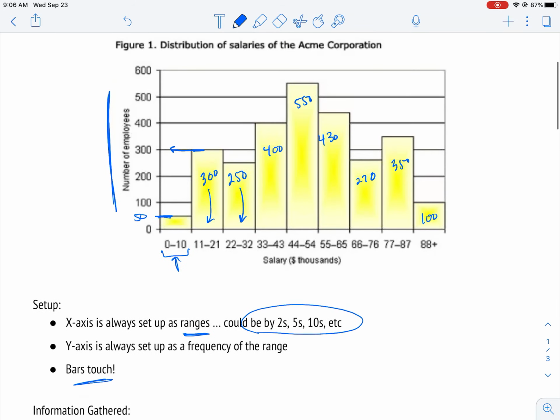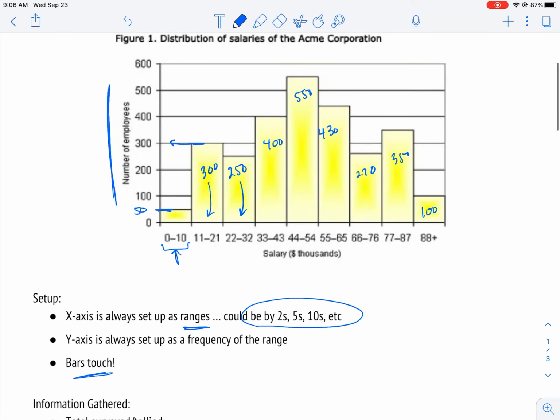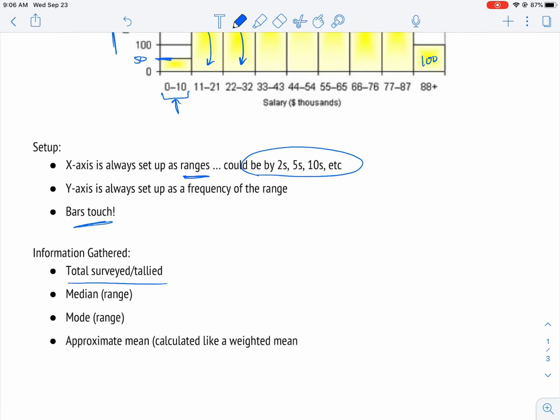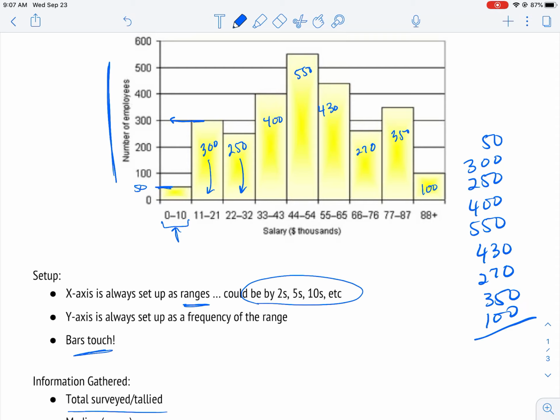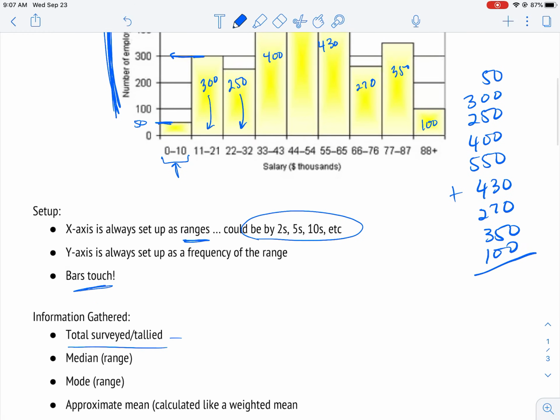In terms of what you can do with this, when you see a histogram, what can you do with it? Well, you could figure out how many people were actually tallied. If I look at this data right here and add up all these numbers, 50, 300, 250, 400, 550, 430, 270, 350, and 100, I'm going to get how many people they looked at. So when I add all of these frequencies up, that would tell me my total here. I'm not going to add those up right now, but that's how that would work.